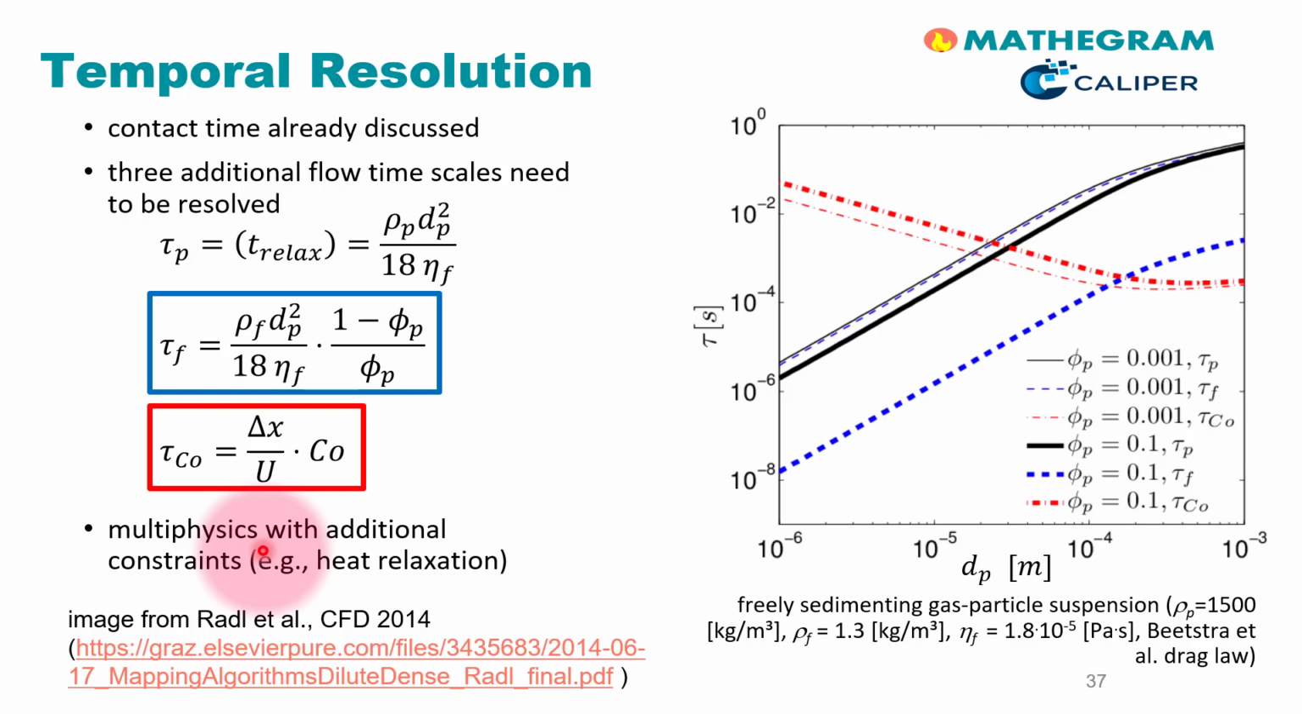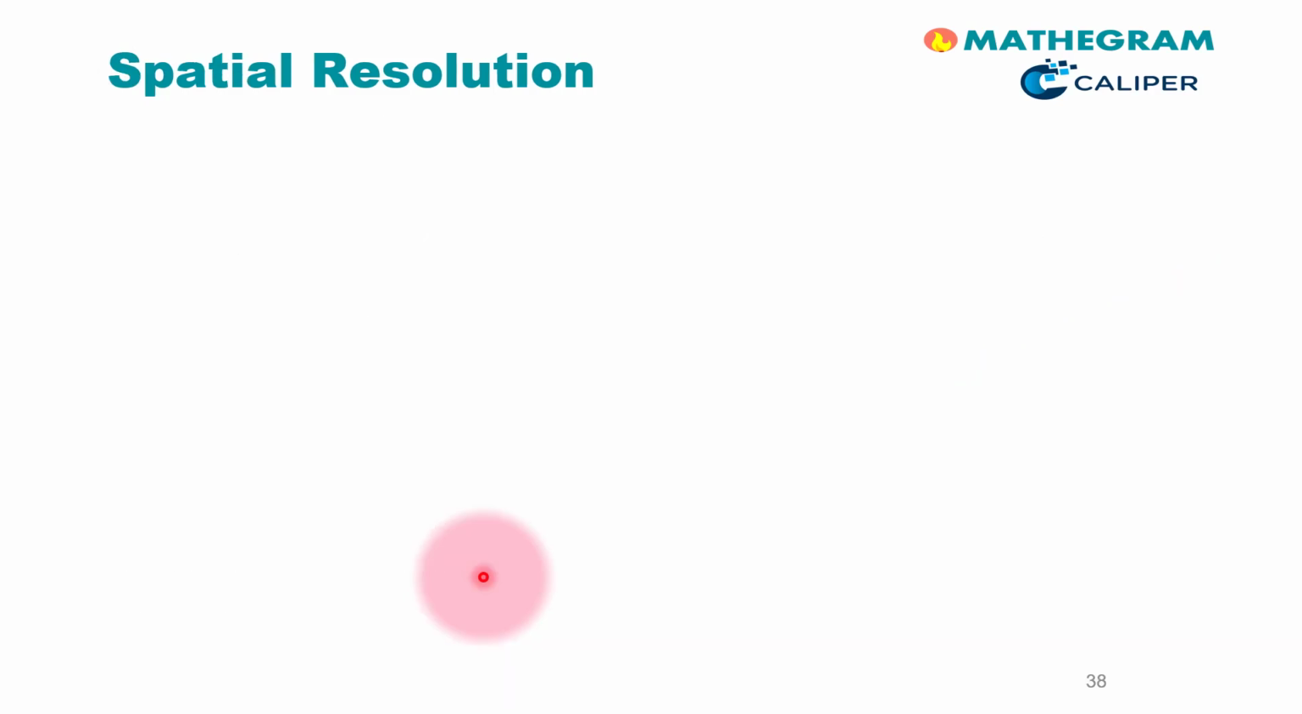For example, the heat relaxation timescale of the fluid may also be considered. Unfortunately, we don't have time to go into the corresponding details in this unit of the MOOC. As we now have seen how to choose an adequate time step, there is the question: what is an adequate grid size? And this brings us logically to the topic of an adequate spatial resolution.